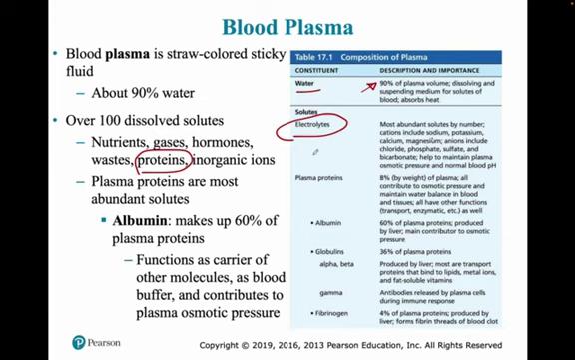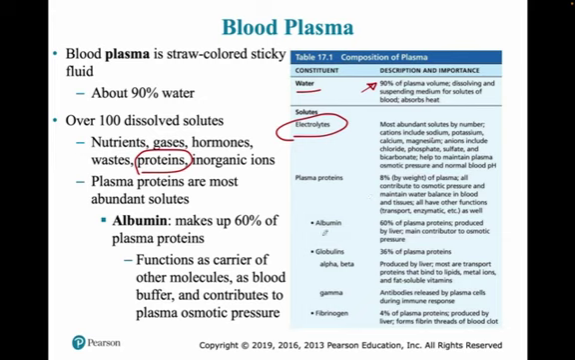Chlorine, phosphate, sulfate means negative ion. Bicarbonate, we just spoke about bicarbonate, that's a buffer for blood. So these are all present in plasma. And there is a huge ton of plasma protein present. About 8% of plasma is actually just protein.